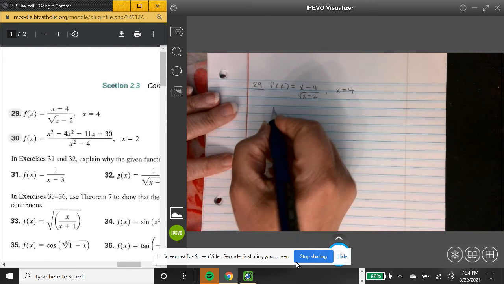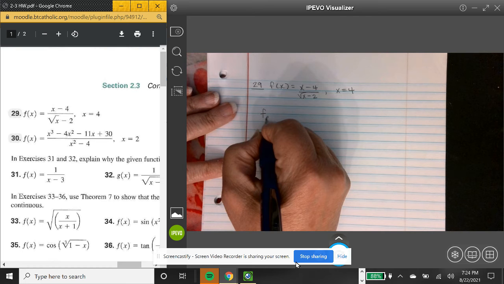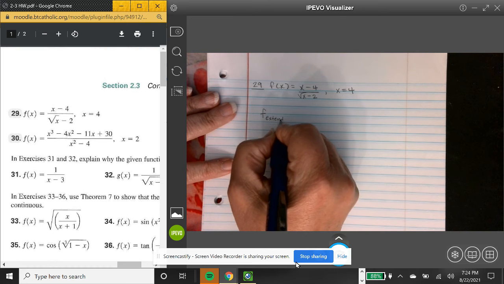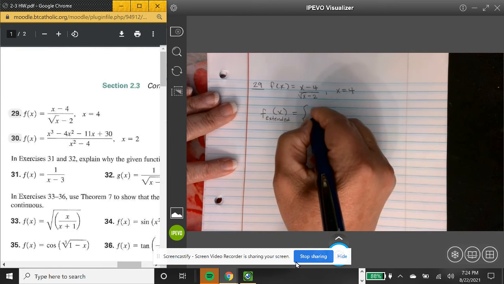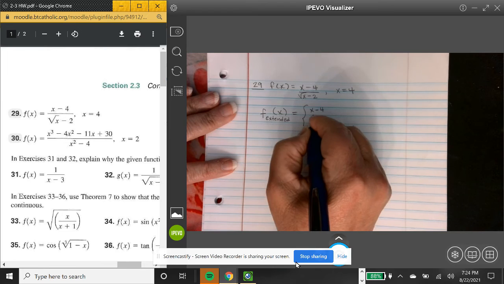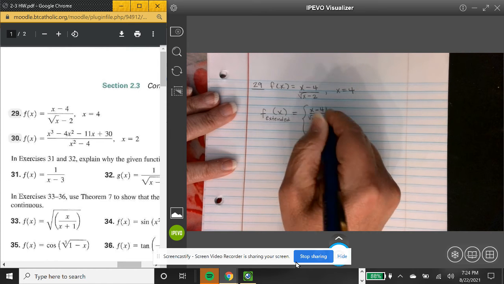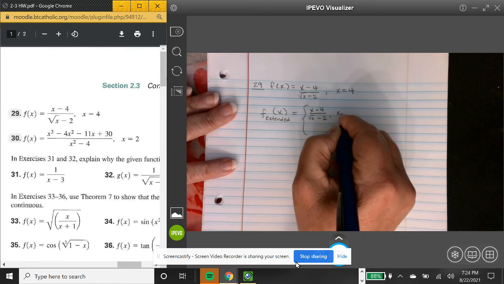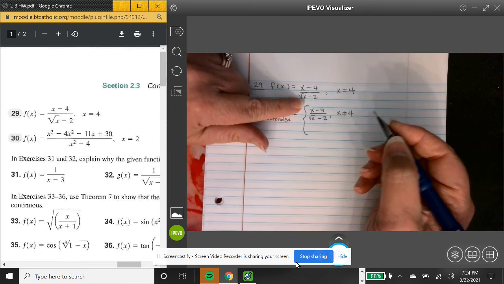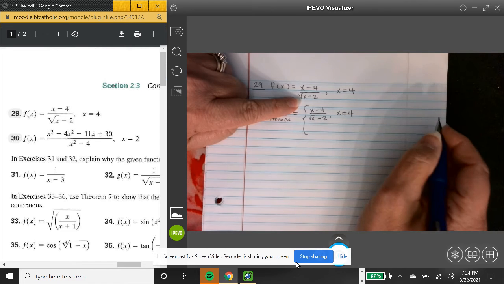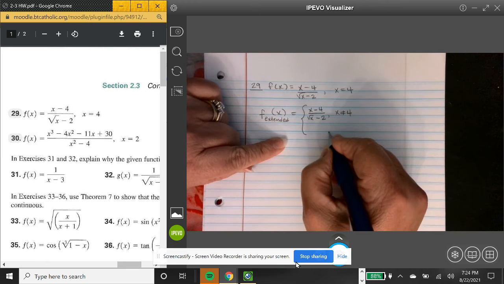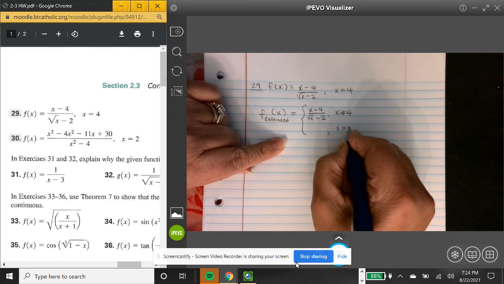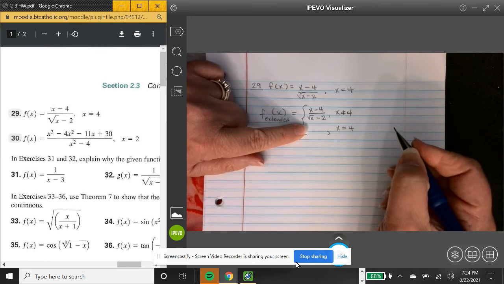Okay, so the extended function f extended of x is going to equal curly brace. Well, this function behaves well when x is not equal to 4. That's because if I plug 4 in here, I get the square root of 4, which is 2. 2 minus 2 is 0, so I have a 0 on the bottom. And so I need to come up with a value that I can put right here.